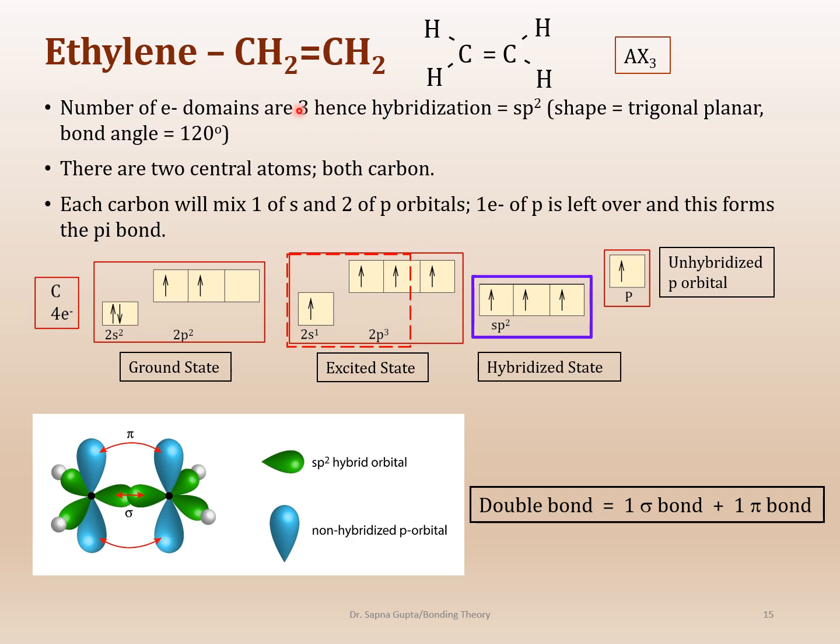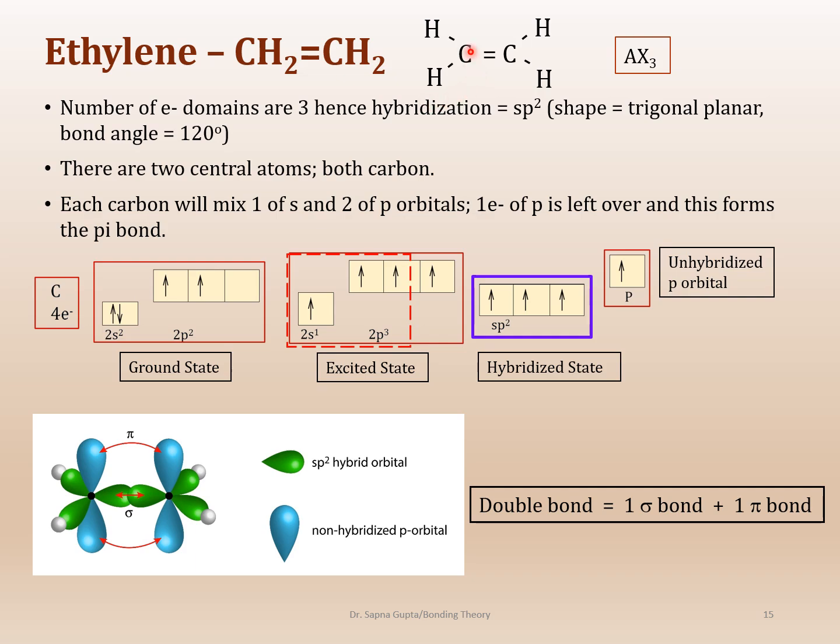So let's look at ethylene. Ethylene is CH2 double bond CH2. And if you're thinking, why didn't I take carbon dioxide? Because carbon dioxide is a little bit different, because that's sp hybridized. This one is sp2 hybridized. How do I know this is sp2? I just said it, right?